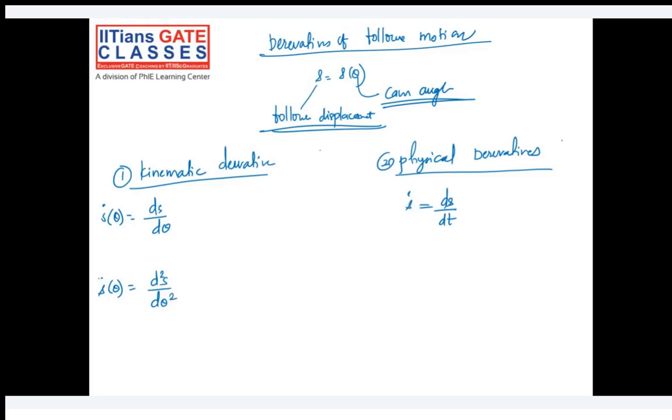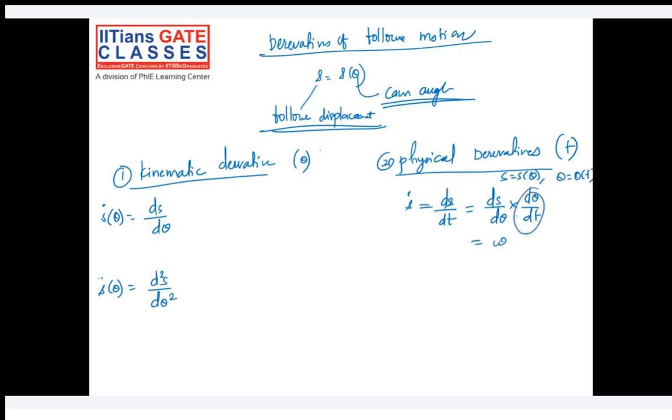So ds by dt is ds by d theta and d theta by dt, because your theta is changing with respect to t. So here S is a function of theta and theta is a function of t. That is because cam angle will change with respect to time, right? So that's why we have these things here. So this is your omega, ds by dt.